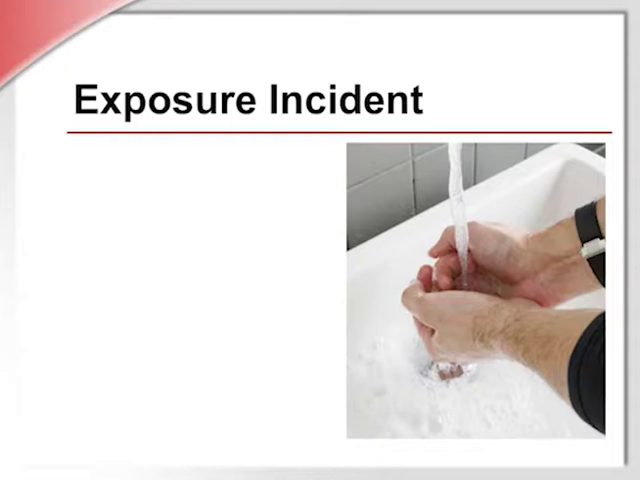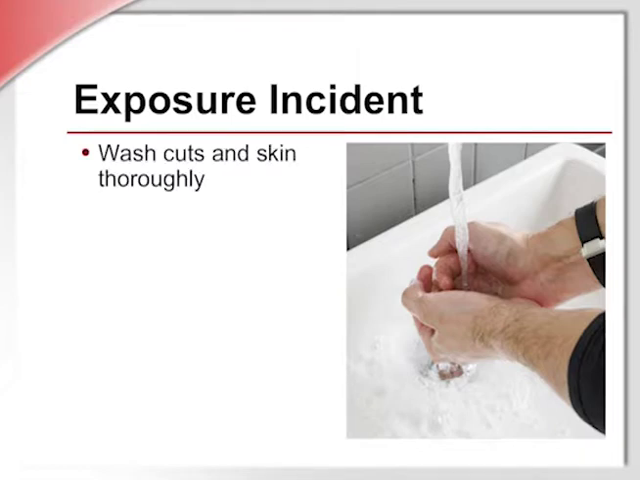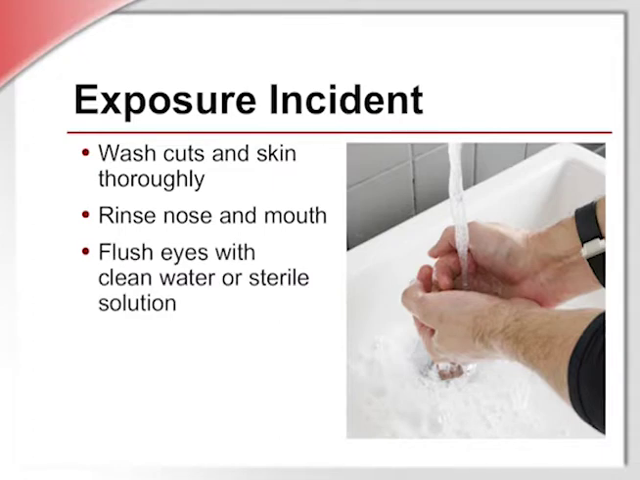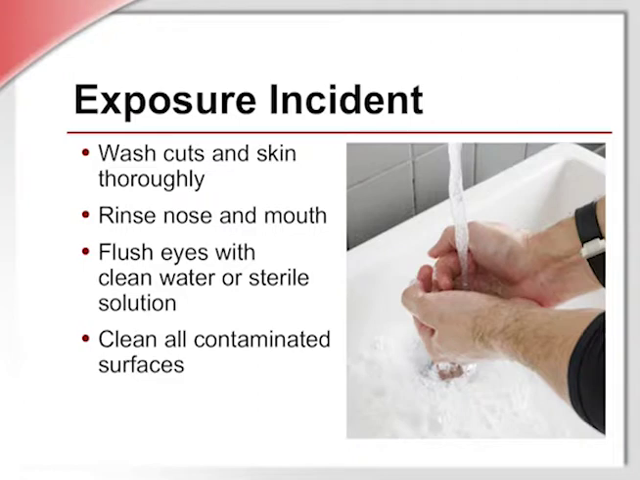An exposure incident is a specific incident of contact with potentially infectious blood or OPIM. If you think you have been exposed, observe the following procedures. First, wash any cuts and skin thoroughly with soap and water. If there was no infiltration of blood or OPIM into mucous membranes or open skin surfaces, it is not considered an occupational exposure. Rinse your nose and mouth to remove any potential splashes of blood or OPIM. Flush eyes with clean water or sterile solution if you are not wearing goggles or safety glasses.